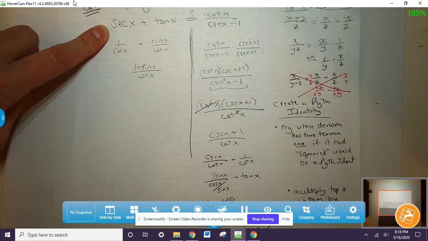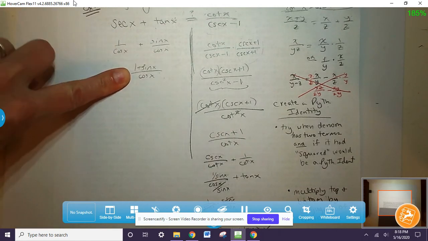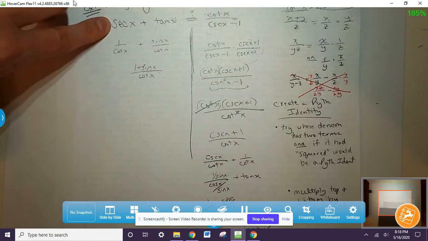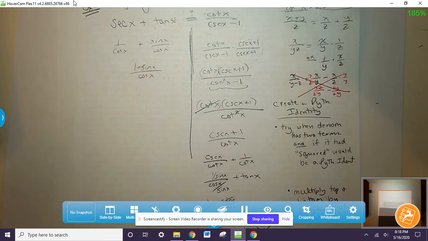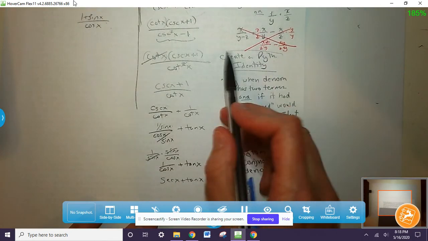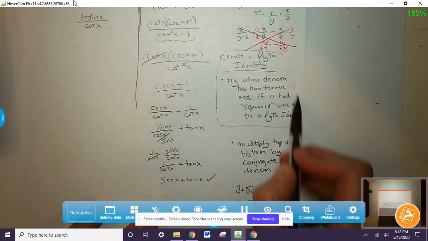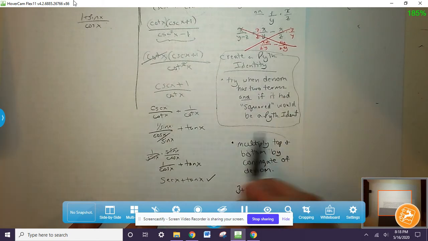If we had matched this step instead, we could stop there, no problem, but I happened to match the original secant plus tangent, so this work that I did here was actually unnecessary this time, but not wrong, nothing wrong with it. So this is when you should possibly try to create a Pythagorean identity, and this is how.